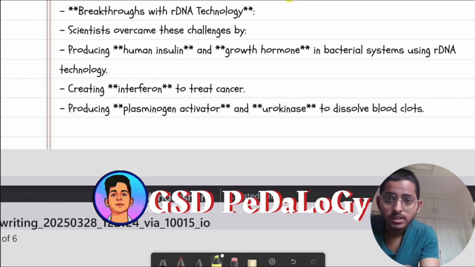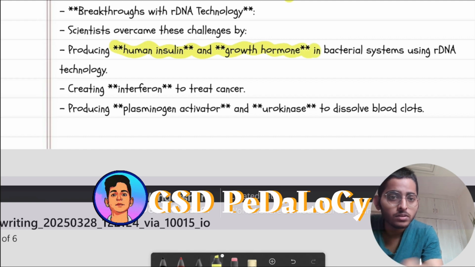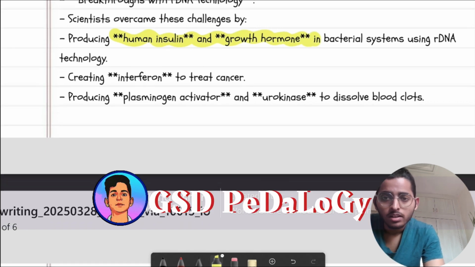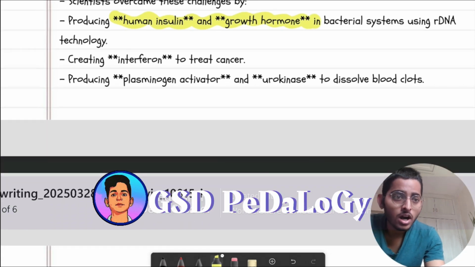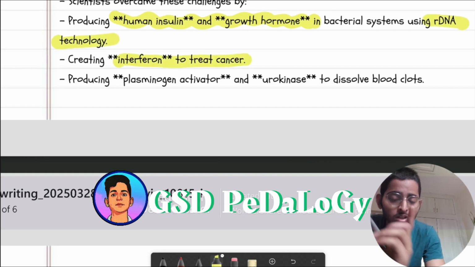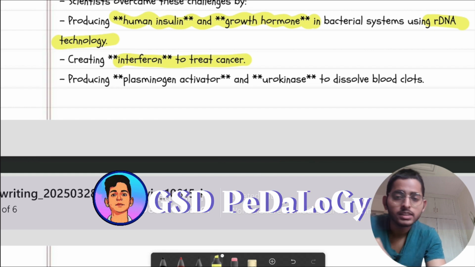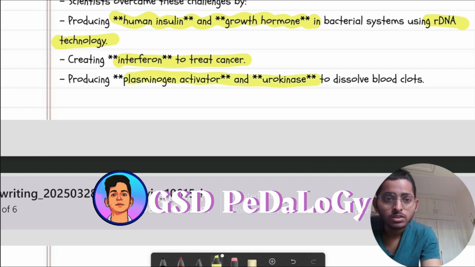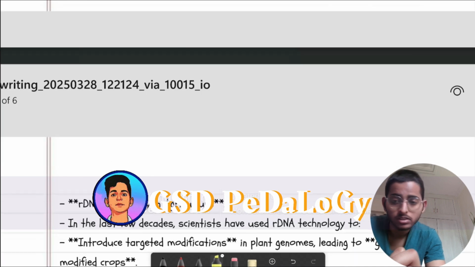but they overcame them, and that is human insulin and the growth hormone for treating dwarfism. So these were synthesized through rDNA technology, along with creating interferons to treat cancer. We'll come to what interferons are in the next slide. Plasminogen activator and urokinase are used to dissolve blood clots.